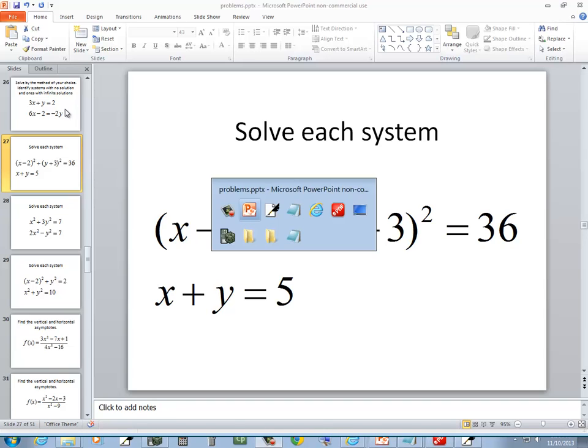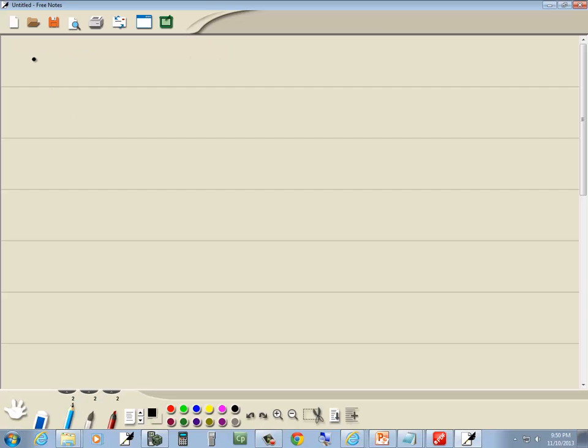Let's take a look at this system. We got (x − 2)² + (y + 3)² = 36, and x + y = 5.